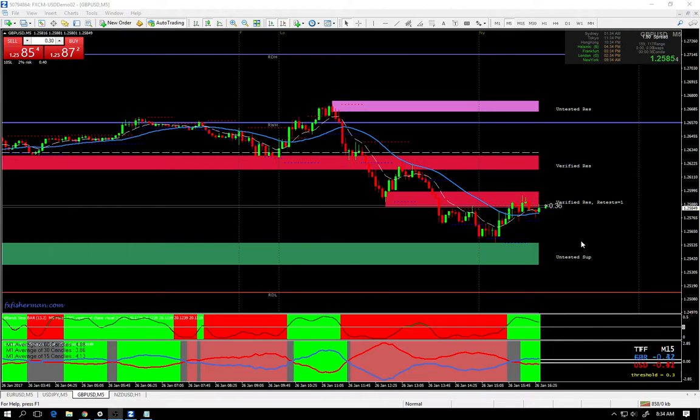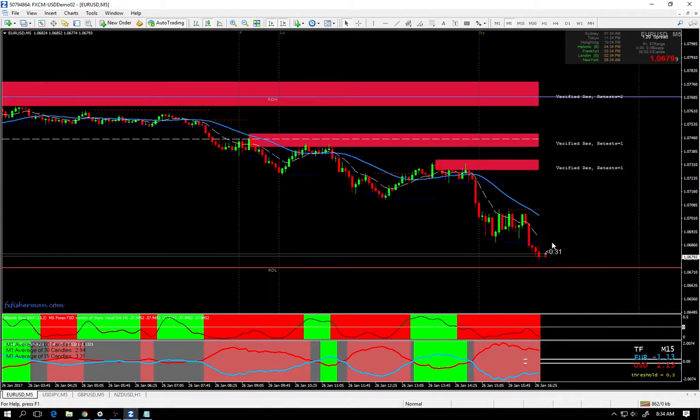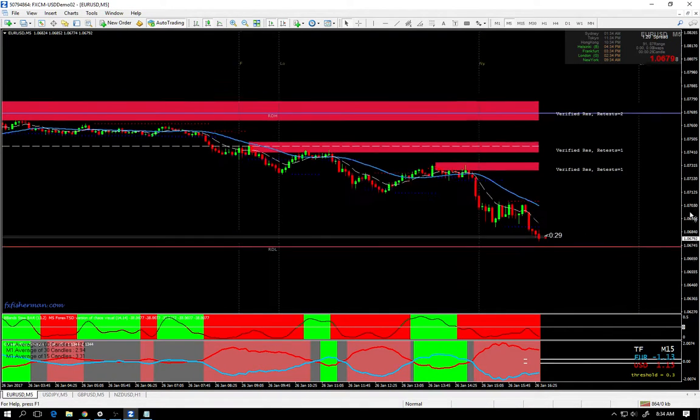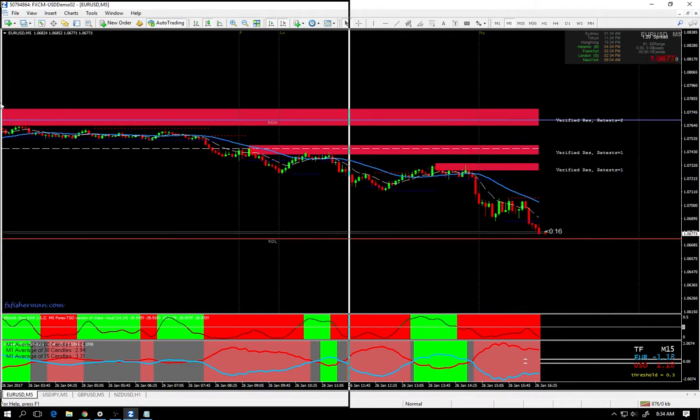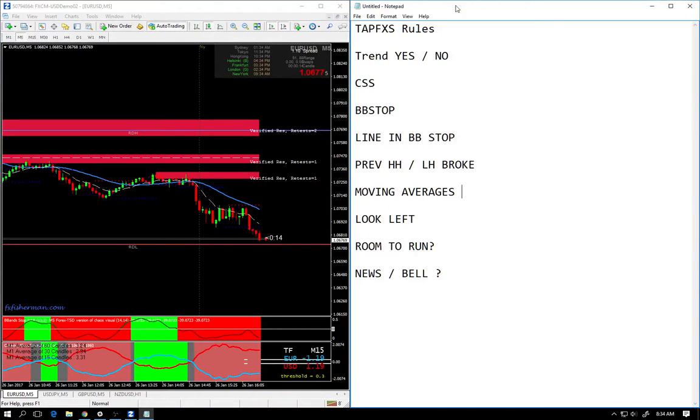Alright, so I don't think we actually have a pair that looks any good, but actually we did right there. Alright, so I missed a setup while I was typing up the rules, unfortunately, but it's a good example that we can go through. Alright, so let's put this here, and let's bring up the rules.